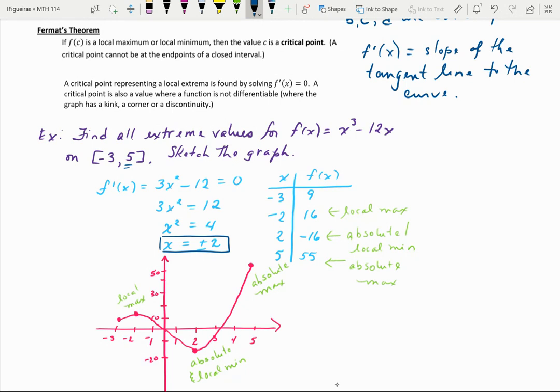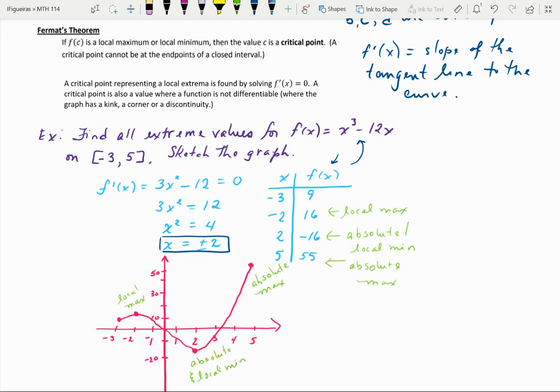So the second column, I have f of x. And f of x, you're plugging it right in here into your function value. So when x is -3, f of x is 9. When x is -2, f of x is 16. When x is 2, f of x is -16. And when x is 5, f of x is 55.